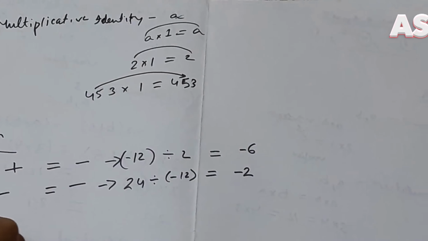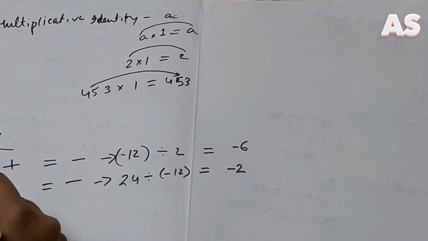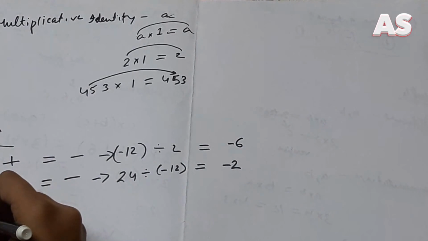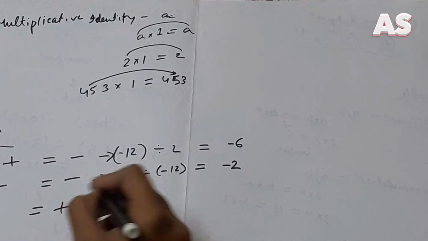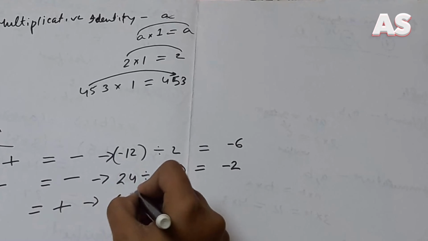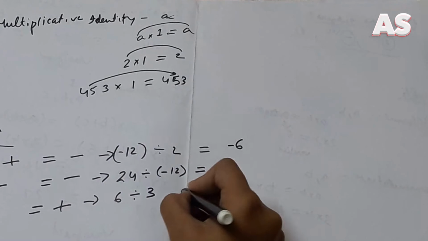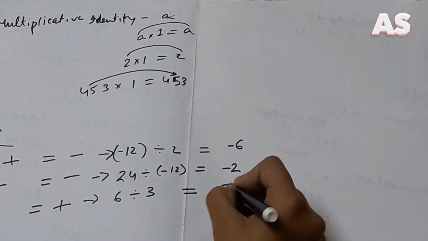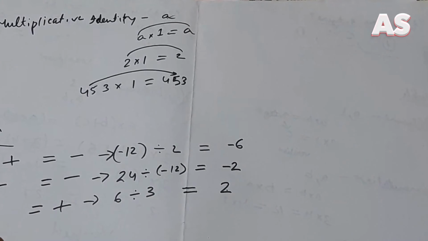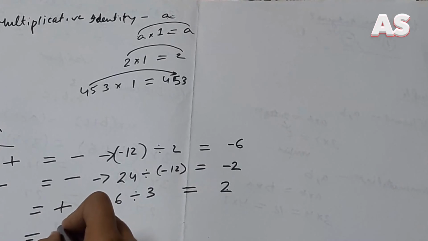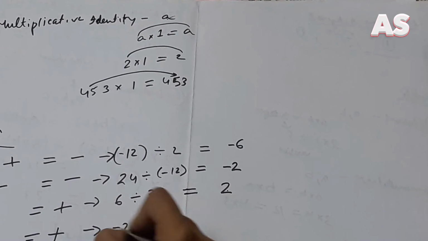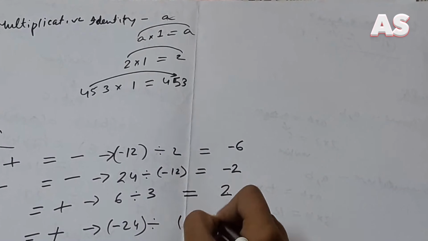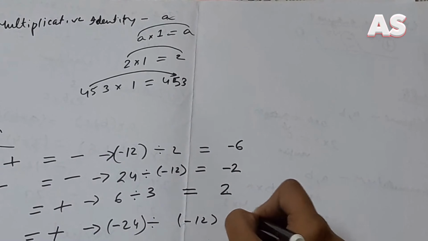The third, if you divide a positive integer by a positive integer, the quotient you get is a positive integer. For example, if you divide 6 by 3, the answer you get is 2, which is a positive integer. The fourth one is when you divide a negative integer by a negative integer, the quotient you get is a positive integer. For example, minus 24 divided by minus 12 is a positive 2.